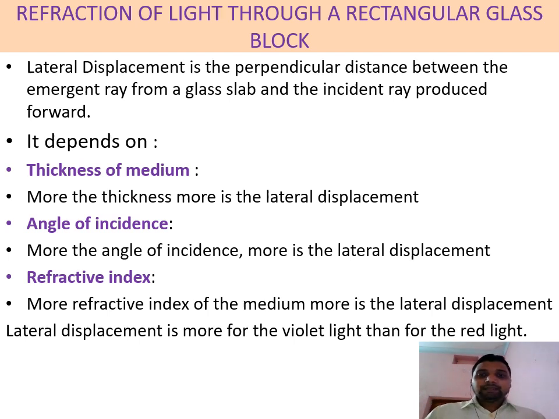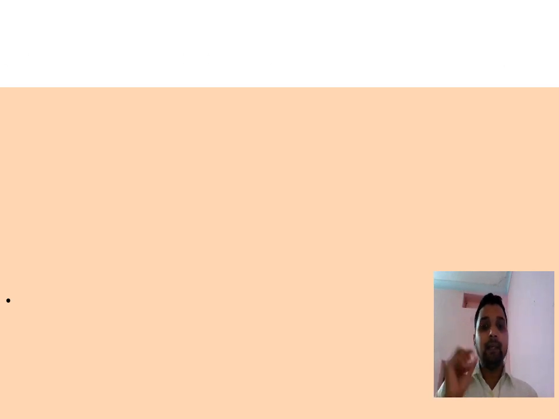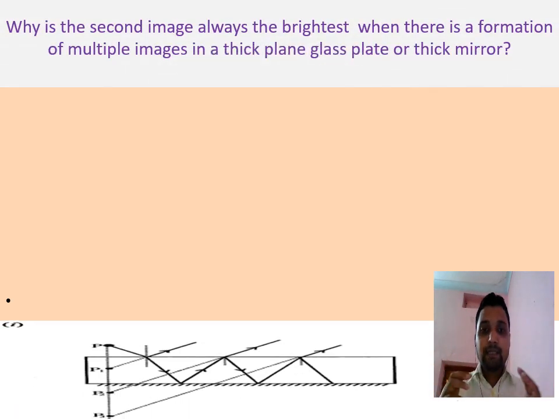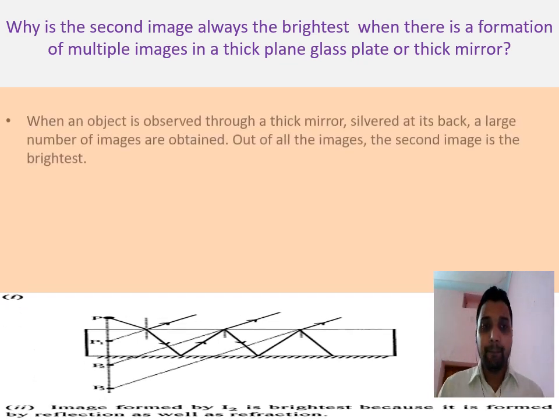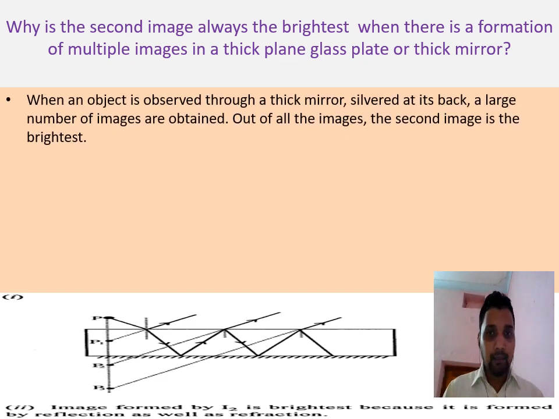Now, when light passes through a thick glass block, or if the thickness of a mirror is more, a mirror where one side is polished and the other side we have given a coating of a different layer, mercury oxide, or you can give silver oxide. When we take a thicker mirror, why is the second image always the brightest? That we are going to discuss here. When we take a thick mirror with silver at the back, a large number of images can be obtained, and in that thicker mirror the second image is always the brightest.